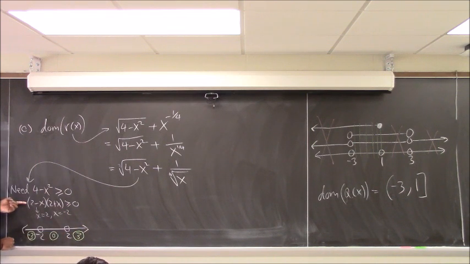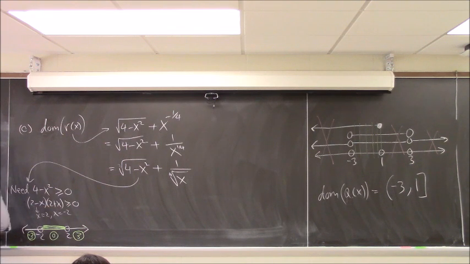Plugging in minus 3 here gives me a positive. There it gives me a negative, so that's not going to work. Plugging in 0 here is a positive. 0 there is a positive, so that's going to work. And plugging in 3 here is going to give me a negative, there it's going to give me a positive, so that doesn't work. So only the middle works.